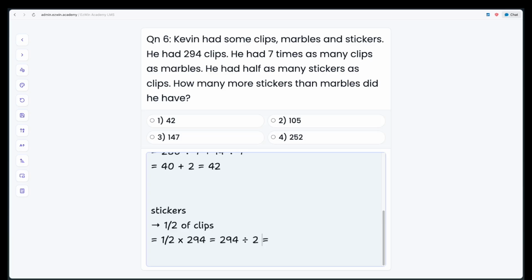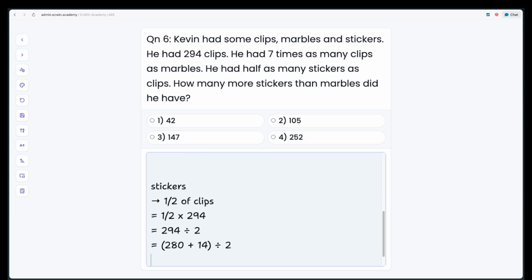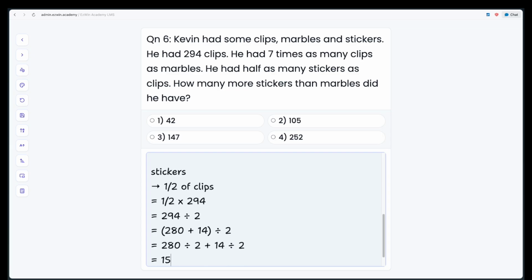So let me just also do my magic. Not magic, but it's just a shortcut. So 280 plus 14, right? And then we divide by 2. So that means 280 divided by 2 plus 14 divided by 2. So in this case it will be 140 plus 7. This will give us 147. Okay, so these are stickers.